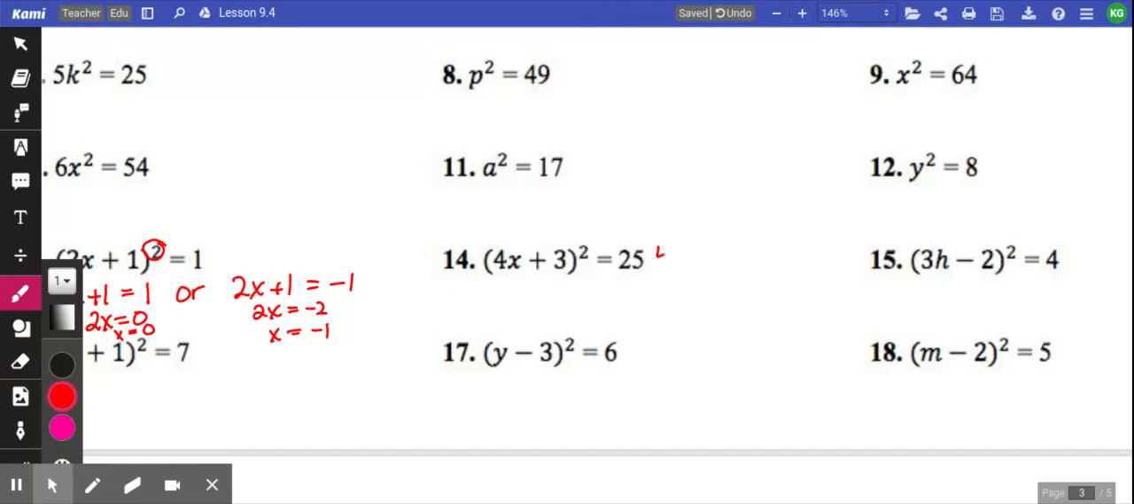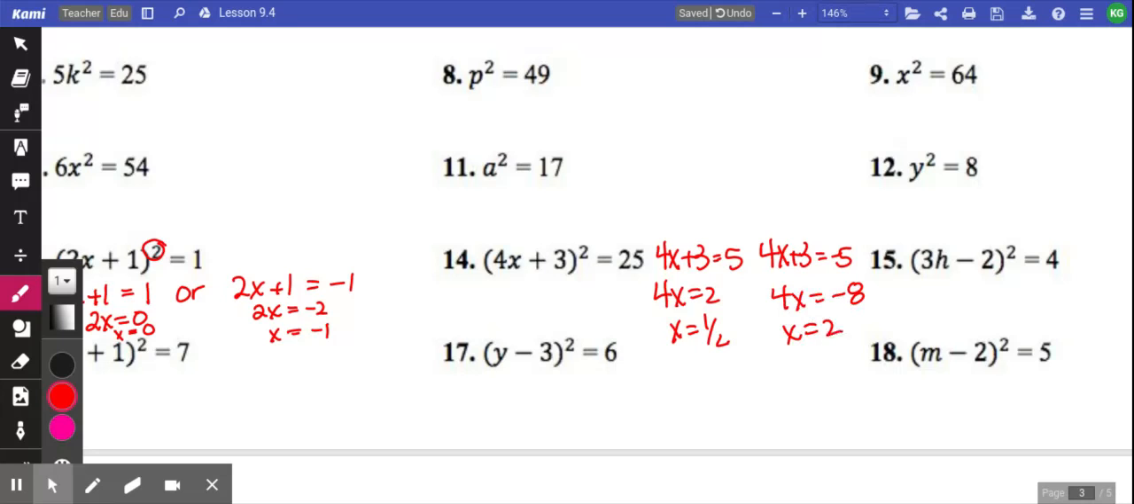On this one, I'll square root first. So I get 4x plus 3 equals 5. And 4x plus 3 equals -5. So 4x equals 2, and x equals 1/2. Or 4x equals -8, and x equals -2.